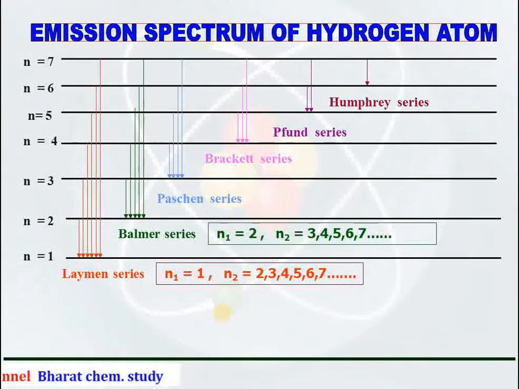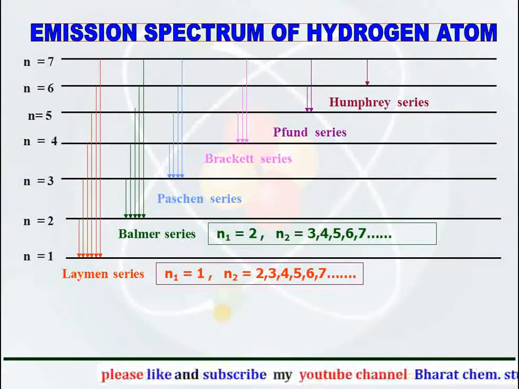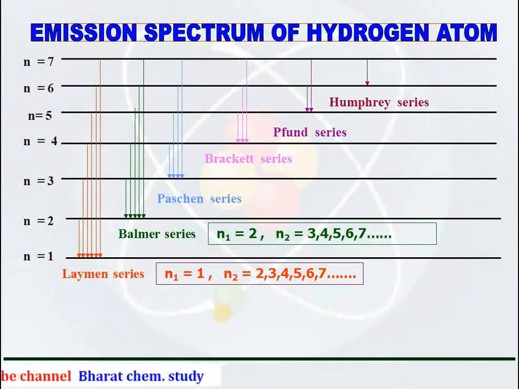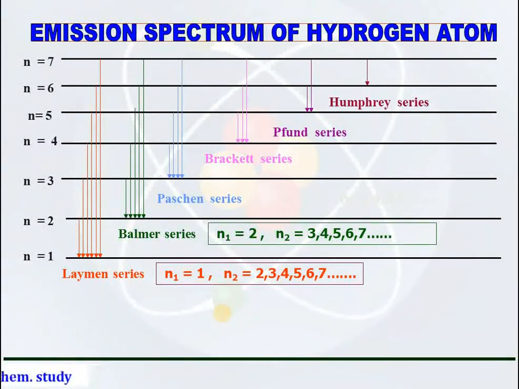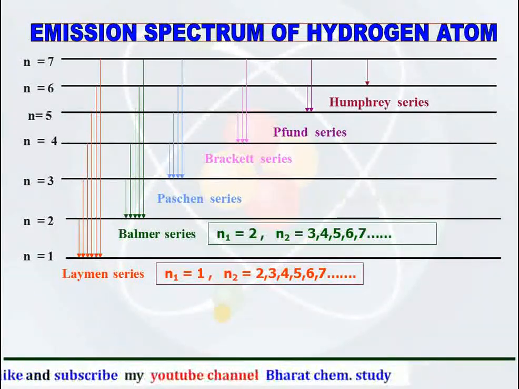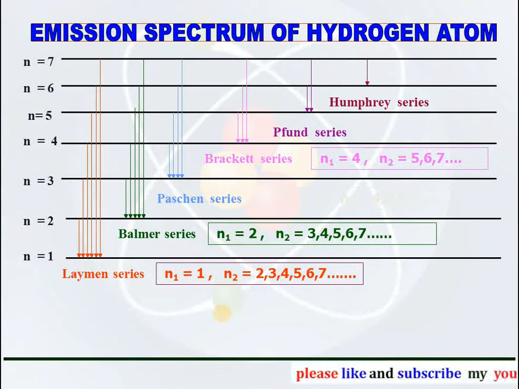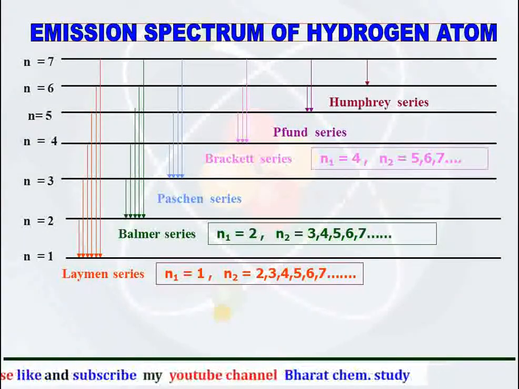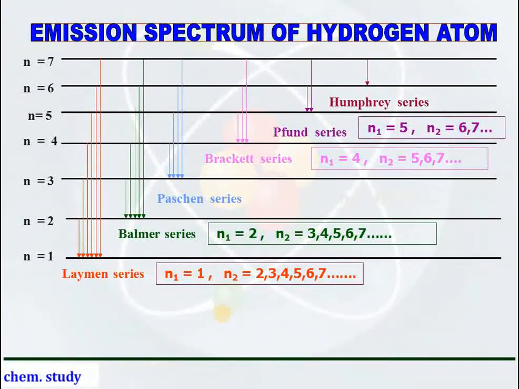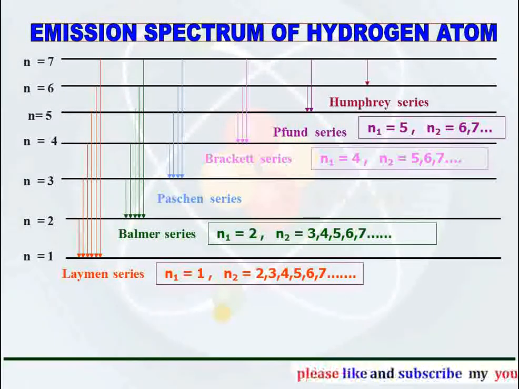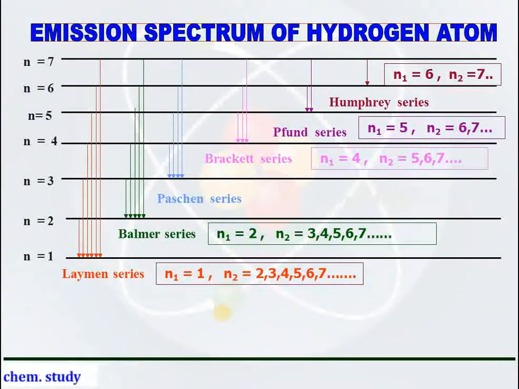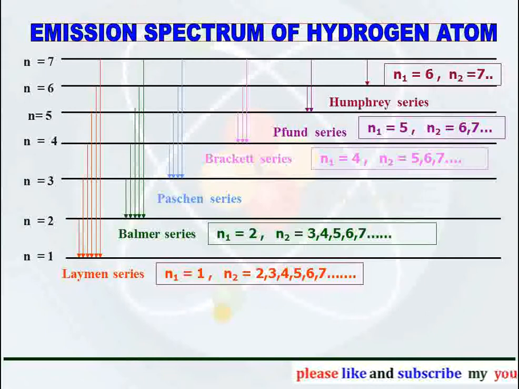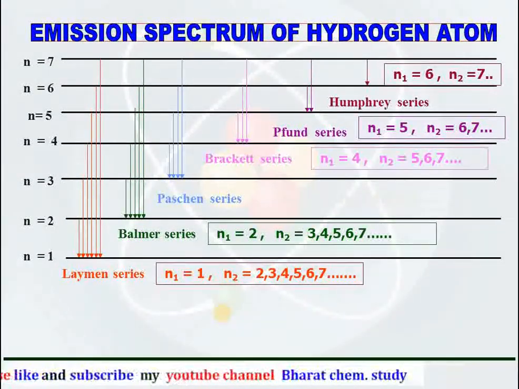For Balmer series, n1 equals 2, and n2 will be either 3, 4, 5, 6, 7. For Paschen series, the last shell at which the electron falls, n1, equals 3, and n2 will be 4, 5, 6, 7. For Brackett series, n1 is equal to 4 and n2 is equal to 5, 6 or 7. For Pfund series, the electron last falls on the fifth shell, therefore n1 is equal to 5 and n2 is equal to 6 or 7. For Humphreys series, n1 is equal to 6, the shell at which the electron last falls, and n2 will be 7, 8, 9 or anything higher.